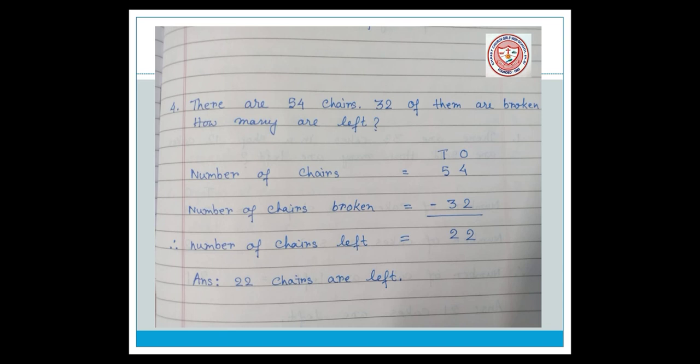Number 4. There are 54 chairs. 32 of them are broken. How many are left? Number of chairs 54. Number of chairs broken 32. 54 minus 32 equal to 22. Therefore, number of chairs left 22, and the answer is 22 chairs are left.